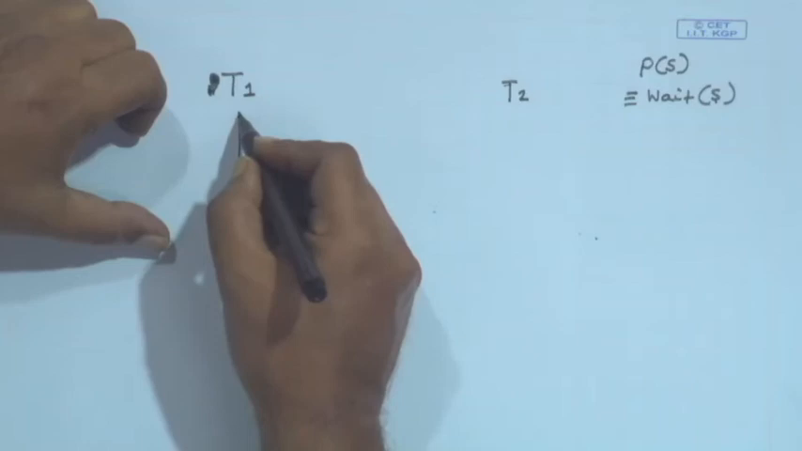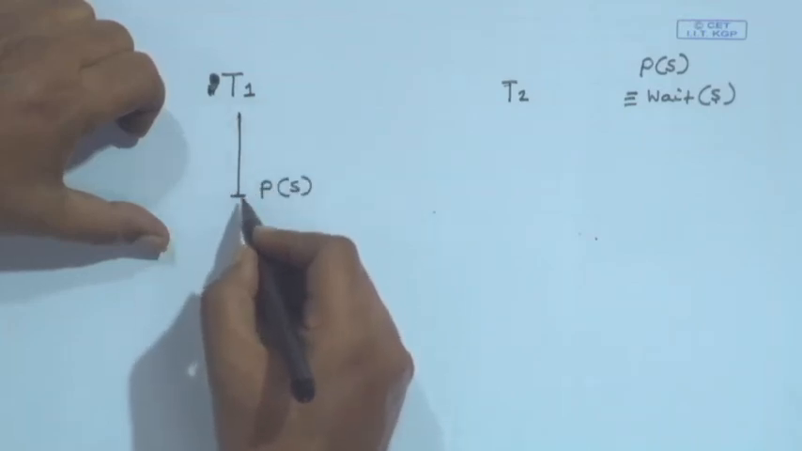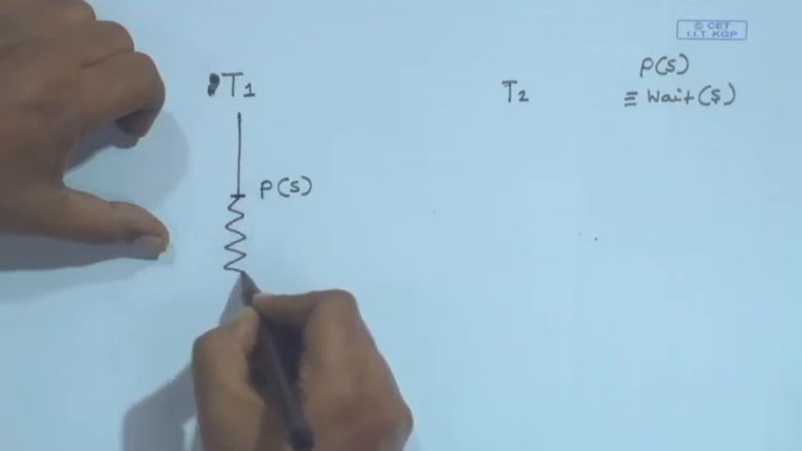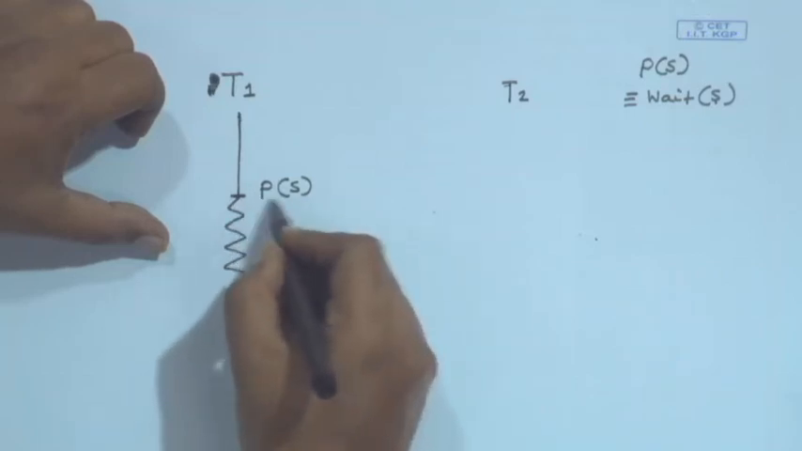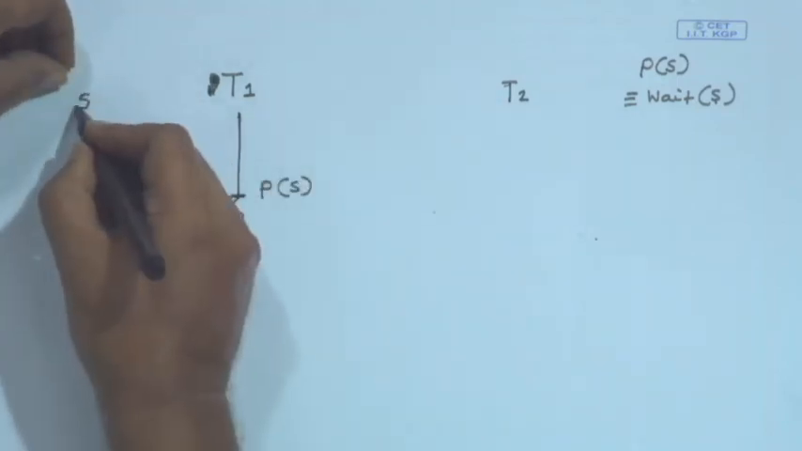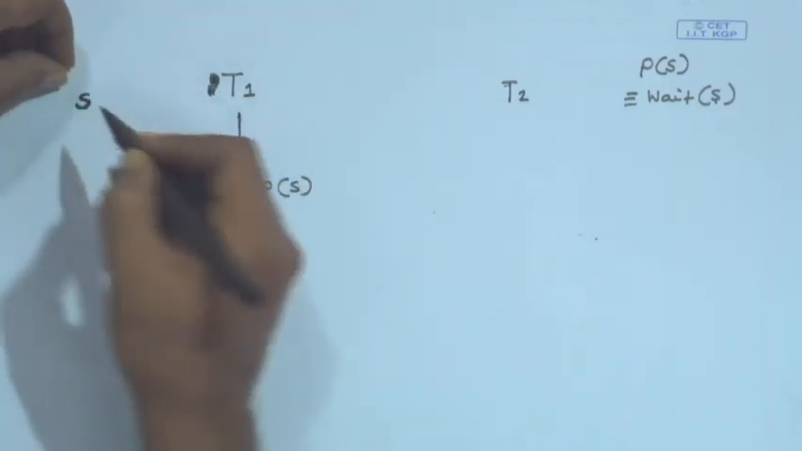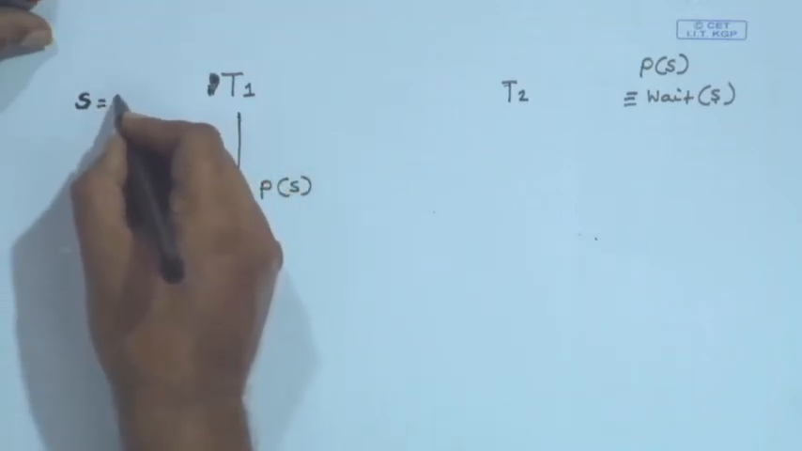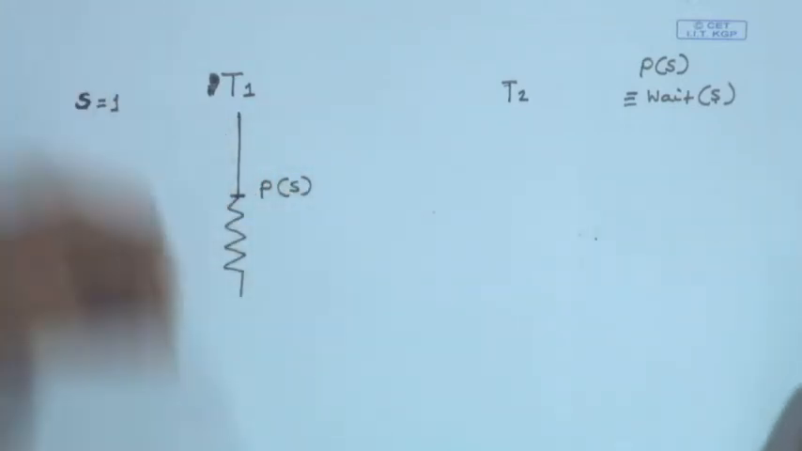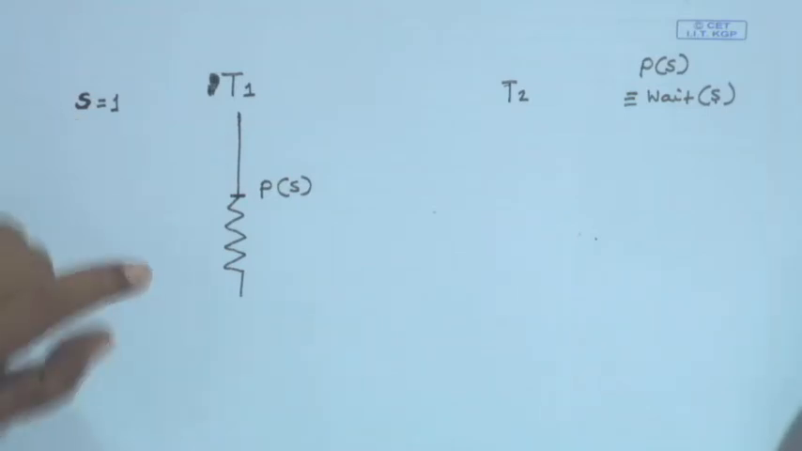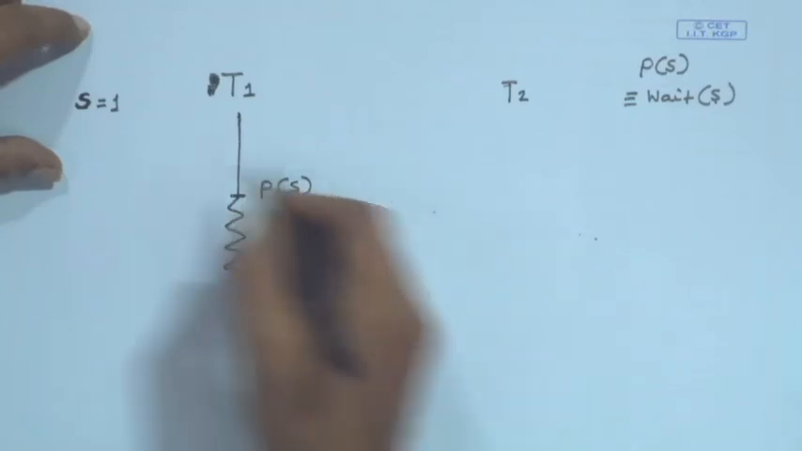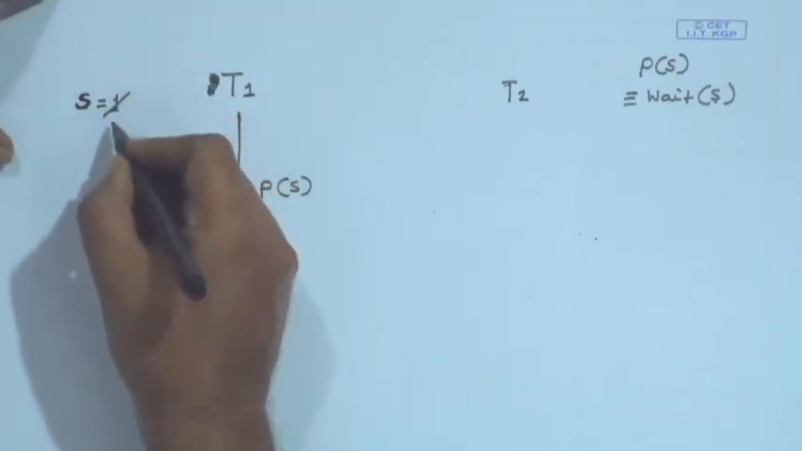So, suppose process T1 is executing and here it wants to enter the critical section. It performs a wait. Suppose, just for those who might not have done an operating system course, I am just repeating this, but I am sure most of you have done that. Suppose the semaphore S was initialized to 1 and semaphore S is a shared variable. Okay. Now, when I do P S or wait S, this value of S gets decremented to 0.